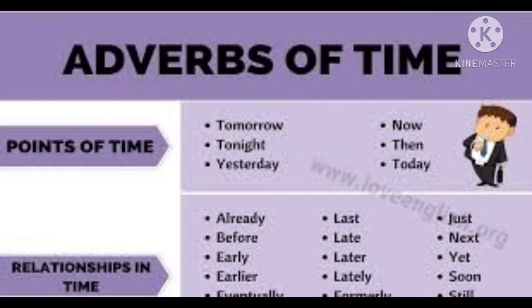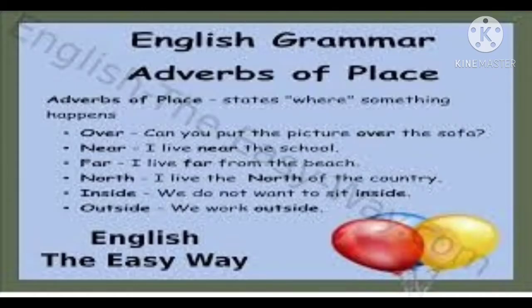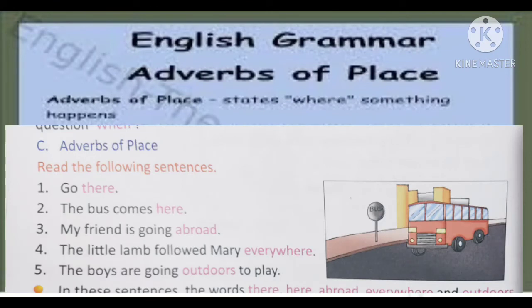Our next kind of adverb is adverbs of place. They answer the question where. They tell us where the action happened. For example, go there. If you ask the question where, you will get the answer there. The bus comes here. Where does the bus come? The bus comes here.